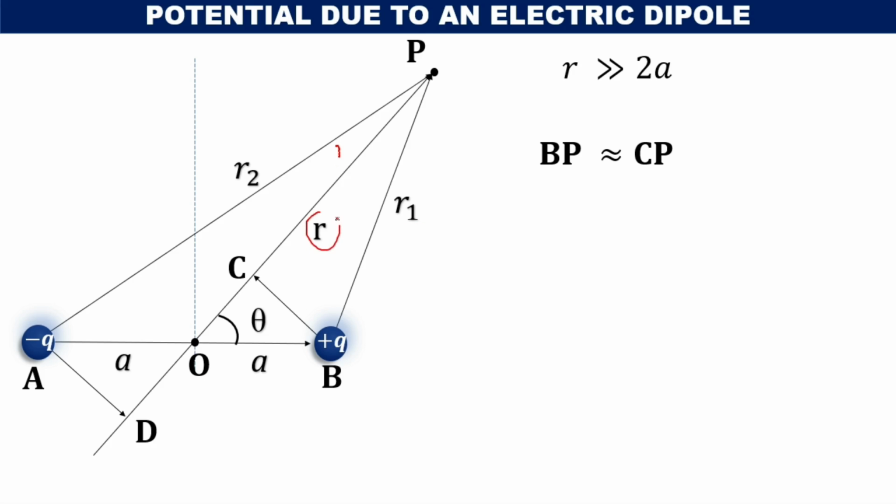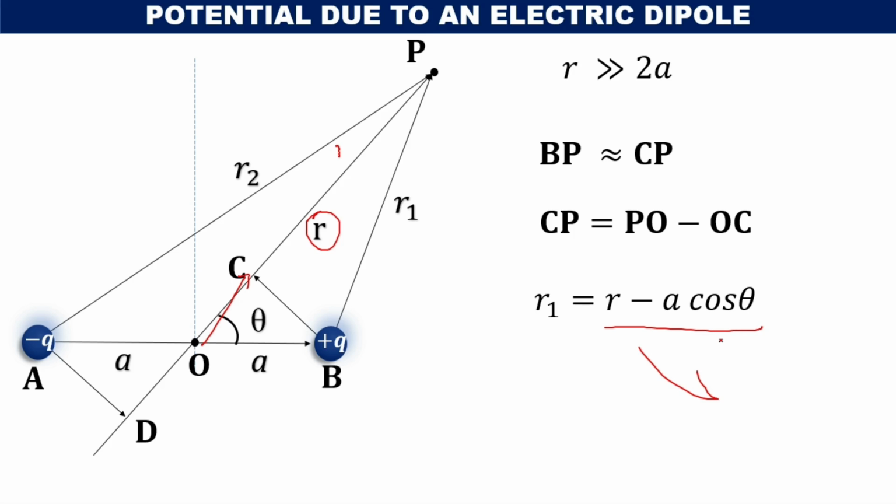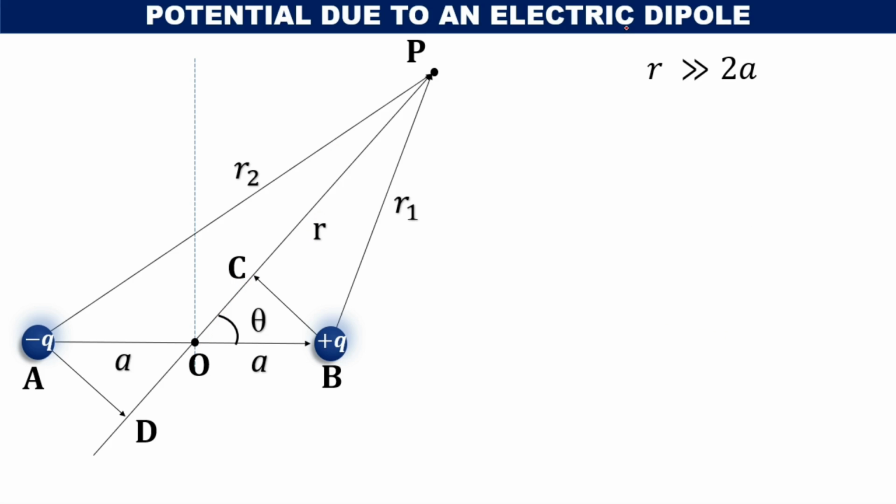But CP is represented as PO minus OC. We know that PO is equal to r and OC is equal to a cos theta. Hence, we will get the value of r1 is equal to r minus a cos theta. ನೋಡಿ, ನಾವು ಇಲ್ಲಿ ವ್ಯಾಲ್ಯೂ ಆಫ್ r1 ಇನ್ ಟರ್ಮ್ಸ್ ಆಫ್ ನೌನ್ ಟರ್ಮ್ಸ್ r, a and theta ದಲ್ಲಿ ಎಕ್ಸ್ಪ್ರೆಸ್ ಮಾಡಿದ್ದೇವೆ. Similarly, we can do it for r2 also.